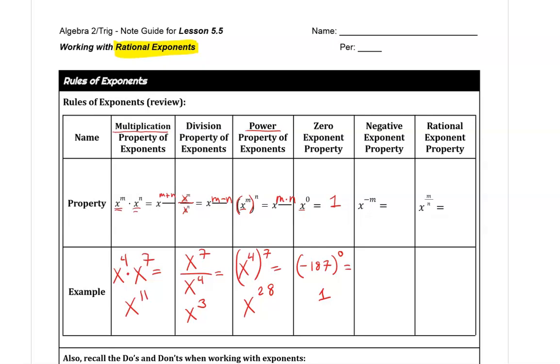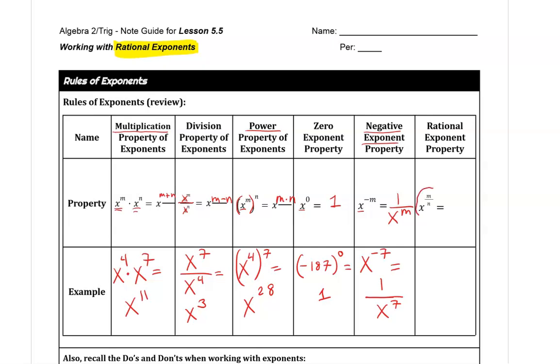Then we have the negative exponent property, which is when you have a base raised to a negative power. The property tells us to take the reciprocal of that base to the positive version of that power. As an example, if I had x to the power of negative 7, what I would do is put that underneath 1 over, and then x to the power of positive 7. So that's just a quick little review of how these exponent rules work in general.